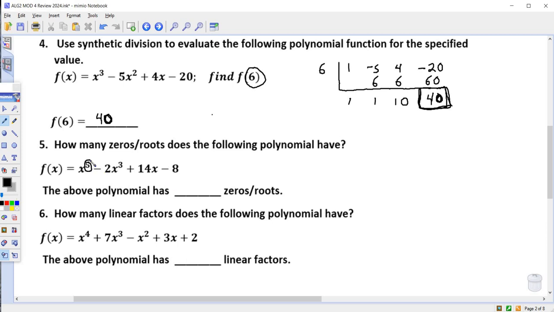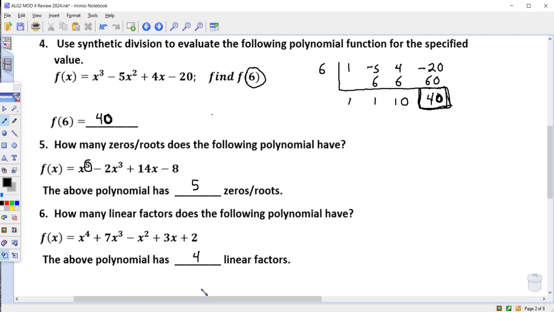With 4 terms, and so it has 5 zeros. The number of zeros that a polynomial has is the exact same as the degree. And then we get to the next question: how many linear factors does the polynomial have? And same thing. It is a degree 4 here. It's a quartic, and we have 4 linear factors.